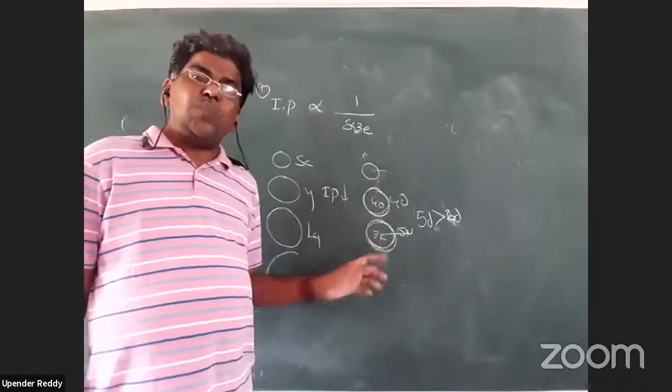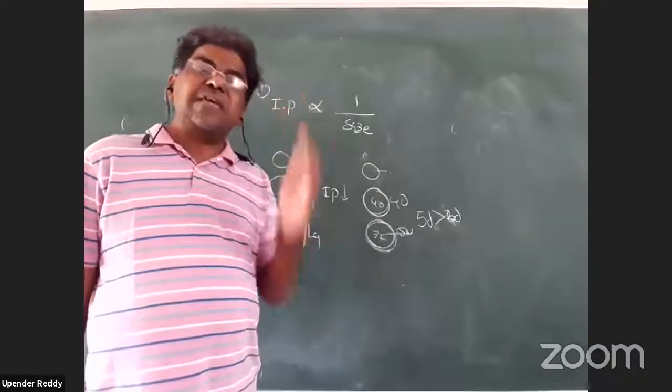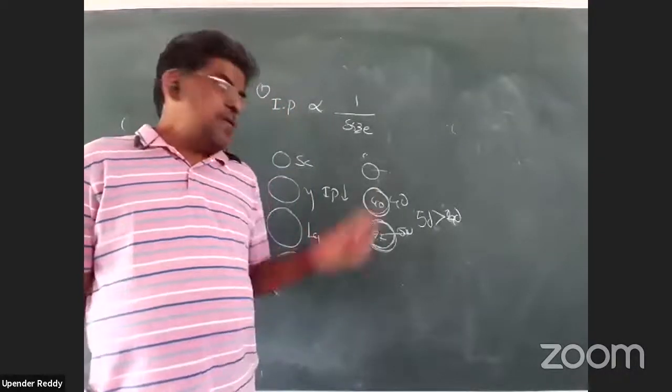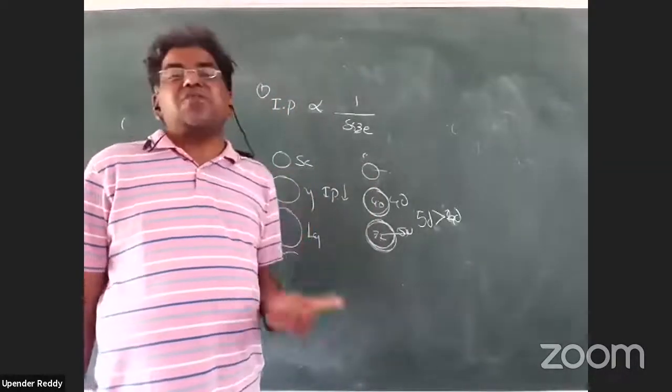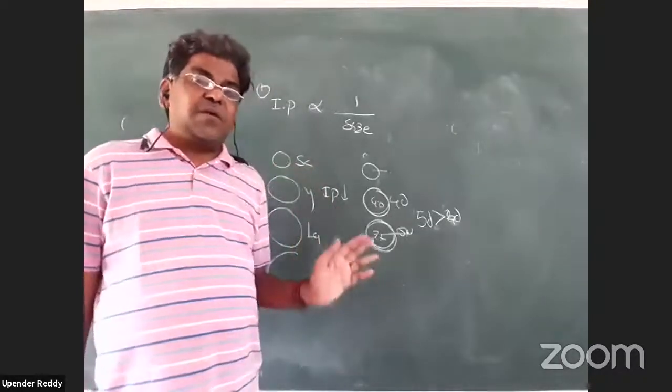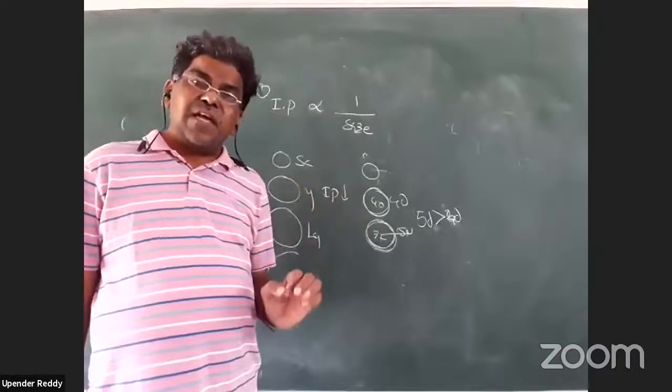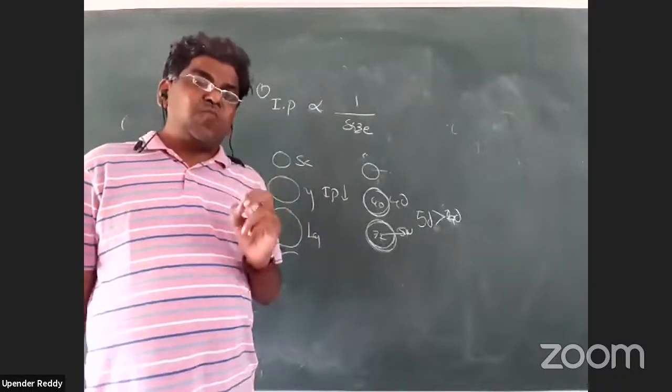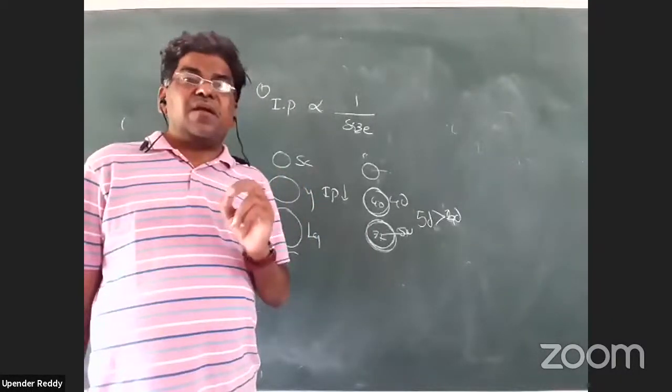And here is a group. Actually, size increases, IP should decrease. But here what happens? Even though size increased, ionization potential value also increased. This is because of lanthanide contraction. It is the effect of post-lanthanide contraction.